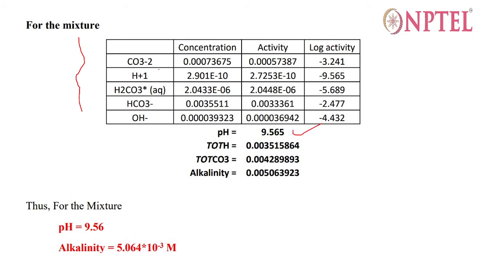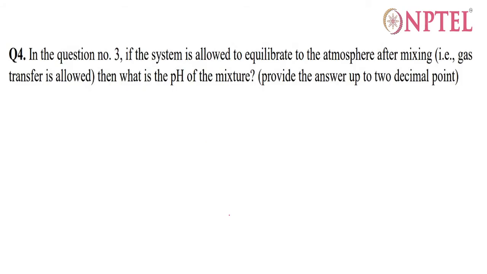And from here also you can again calculate what is the hydrogen concentration, carbonate concentration, and also alkalinity. So in the similar fashion, you will get this pH is 9.56 and alkalinity is 5.064 into 10 to the power minus 3 molar. So we'll go to the next question.